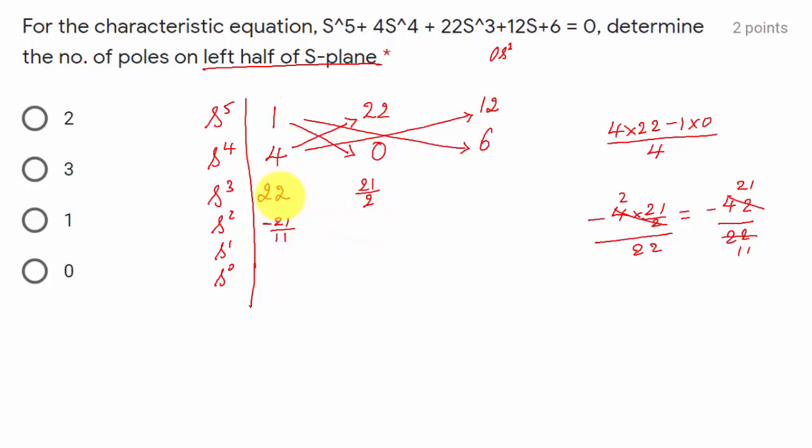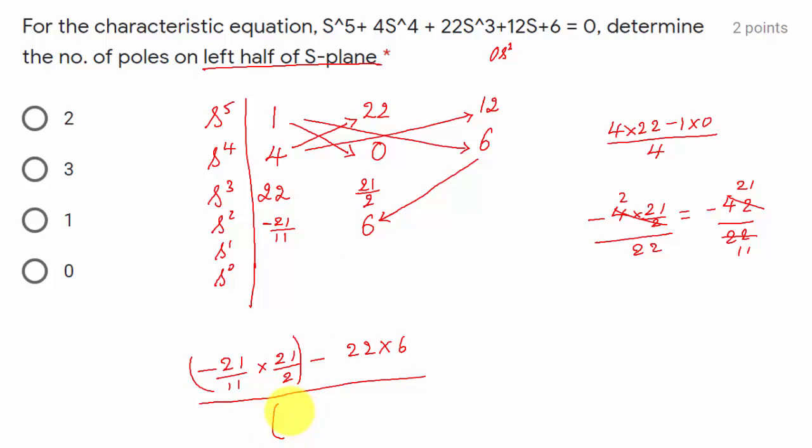So this value is 22 multiplied by 6 minus 4 times 0 divided by 22. So you will be getting 6 only, or you can write it like this. Now what is this s power 1 value? It is minus 21 divided by 11 into 21 divided by 2 minus 22 multiplied by 6, whole divided by minus 21 divided by 11. So what you will be getting is a positive value.